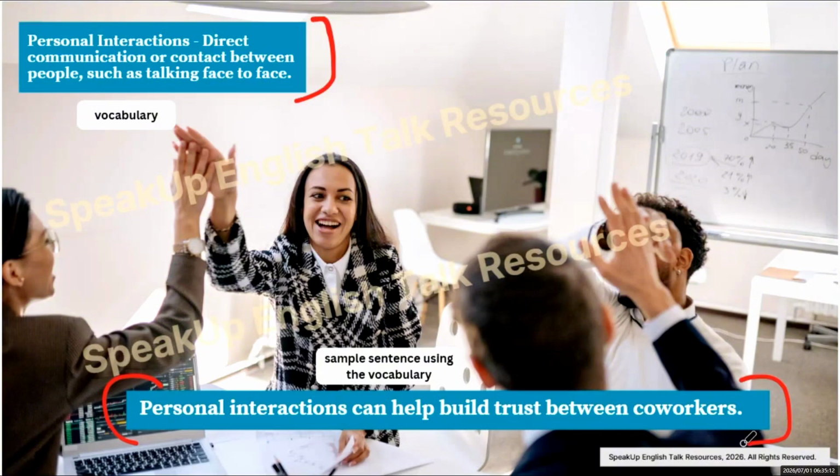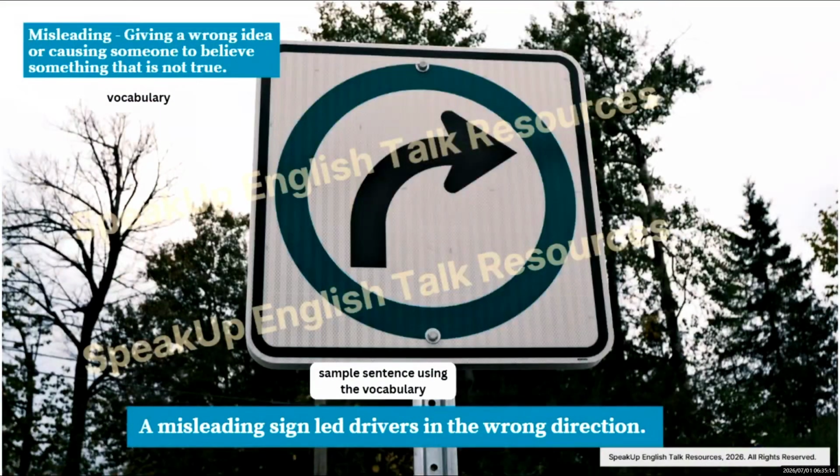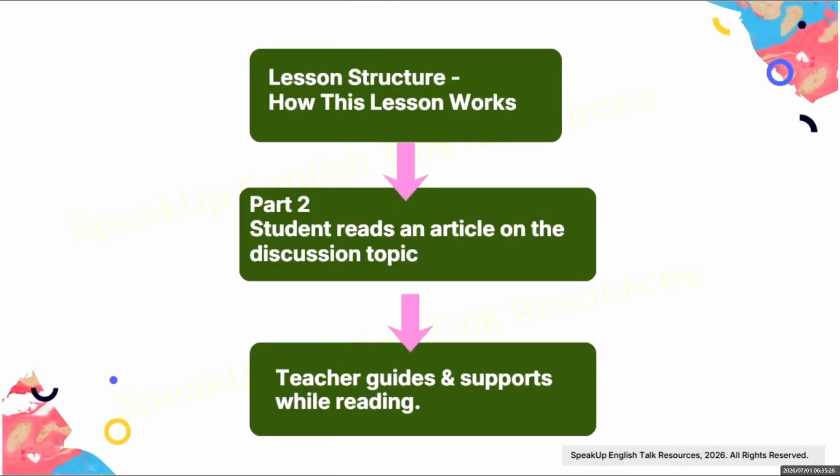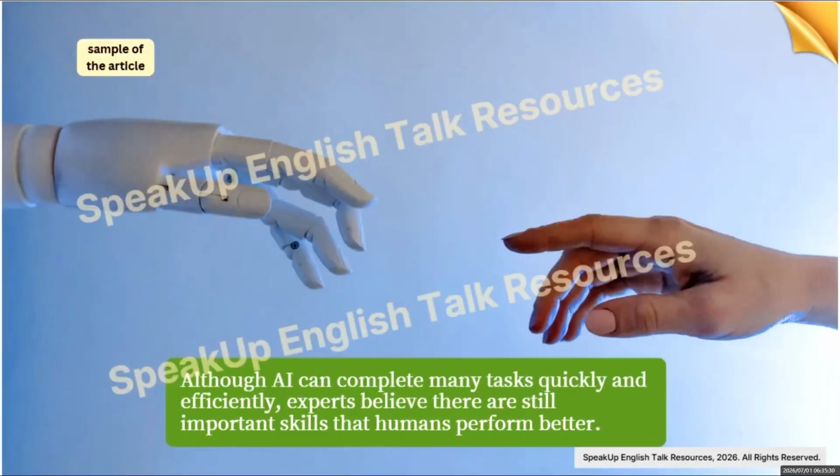Okay. And then another one that I have here is misleading, right? What does it mean to be misleading? And then here is an interesting picture and then a sentence that shows you how to use the word misleading. Okay. And next comes part 2, which is the lesson itself, or the article. And the article is split into a few pages. On each page, I have like 2 or 3 sentences, so that it's easier on the eye, especially if you're doing online teaching.